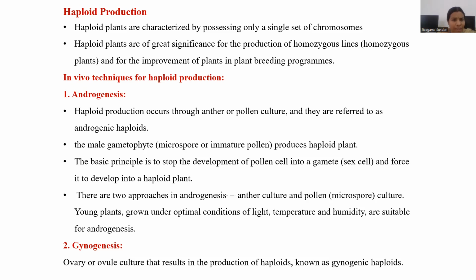Androgenesis and gynogenesis. Androgenesis is nothing but if I'm using the male reproductive organ, anther or pollen, the androecium, to raise my haploid plant, that culture we call androgenesis. Gynogenesis means similarly the gynoecium part, the female part like ovary or ovule, if I'm using it to initiate the culture, we call it gynogenesis. So haploid production can be done either by using the androecium part of a flower or the gynoecium part of a flower. Based on that, the technique can be labeled as androgenesis and gynogenesis.